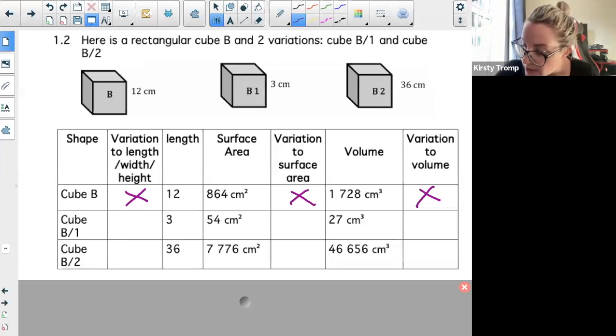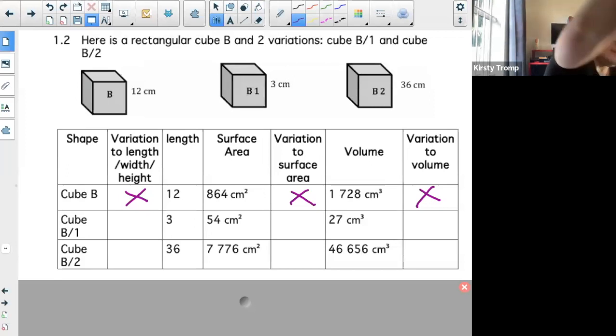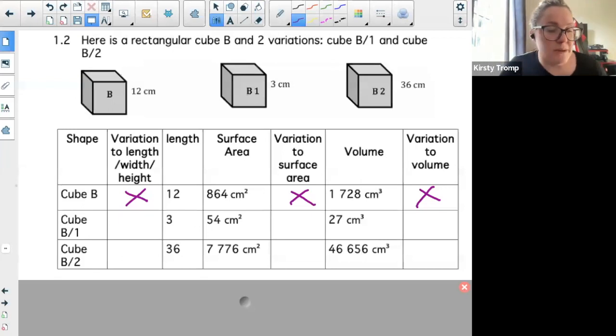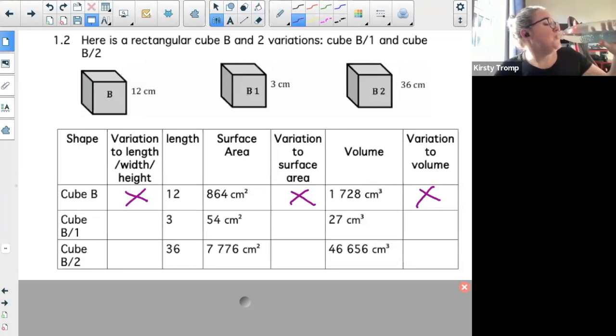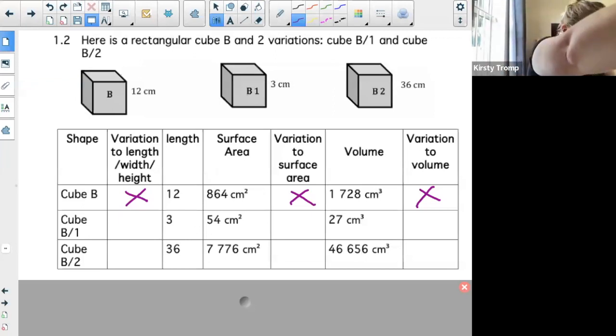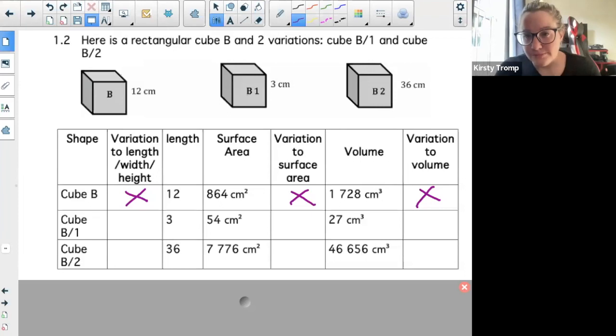Okay, 2 minutes to have a look at it, and then we're going to do B1. Go have a look. Go draw out the numbers. See what you did to get to B1's numbers. Then what did you do to the original numbers to get to B2's numbers? What's happening to the surface area and what's happening to the volume? Okay, you've got 1 minute left.